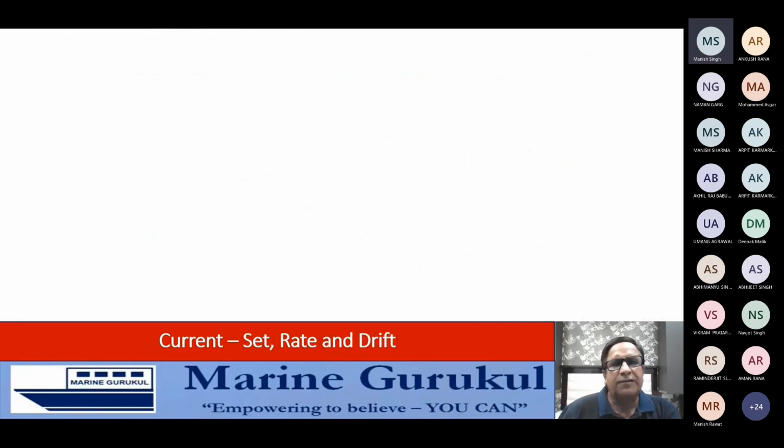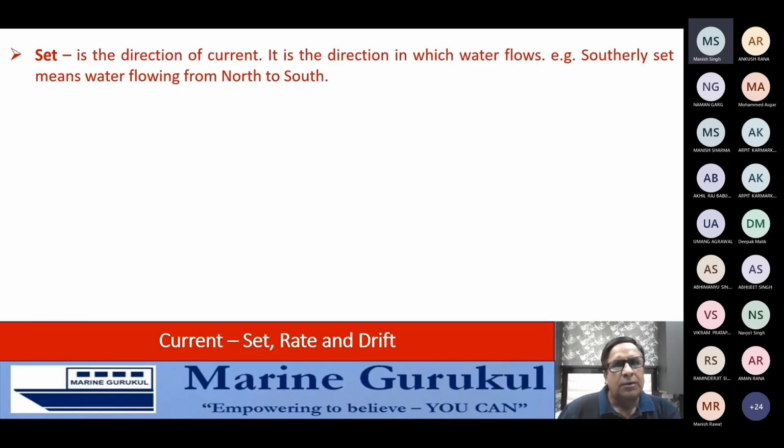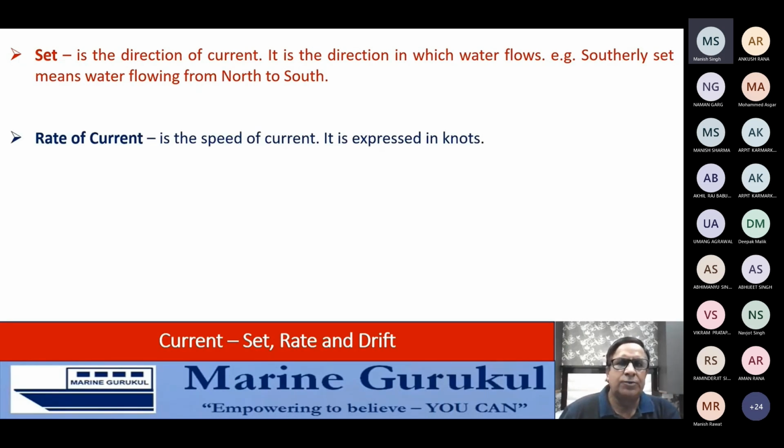Now, before we discuss the effect of current, we need to understand the terms that are used to describe current. The direction of the current is represented by what is called as set. Set is the direction in which the water flows. That is, if we say the current is setting south or current is setting 180 degrees true, that means the water is flowing from north to south. The rate of current is the speed of current. It is expressed in knots.